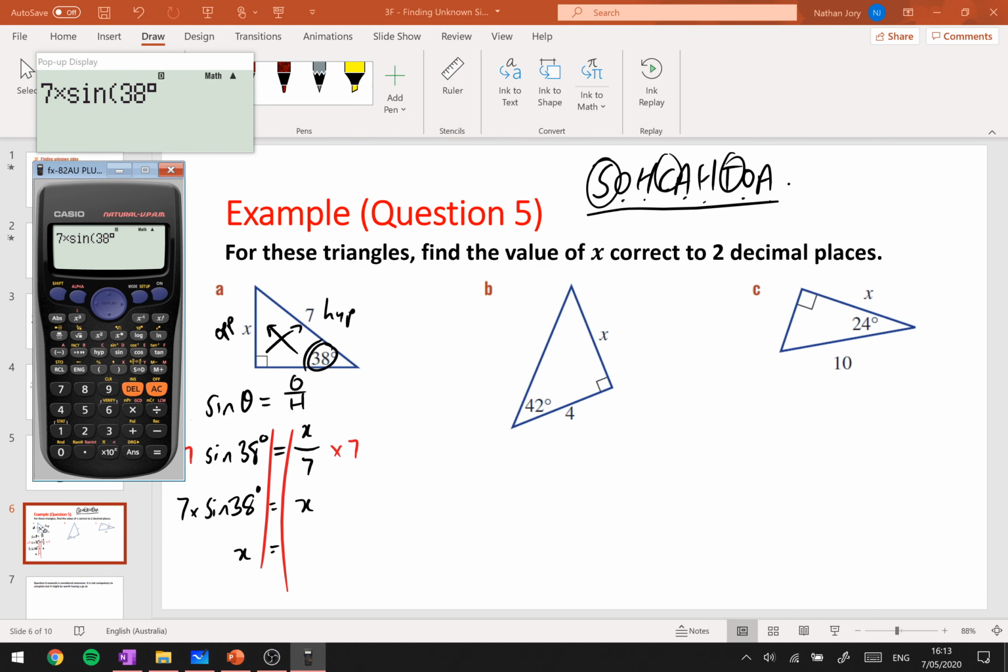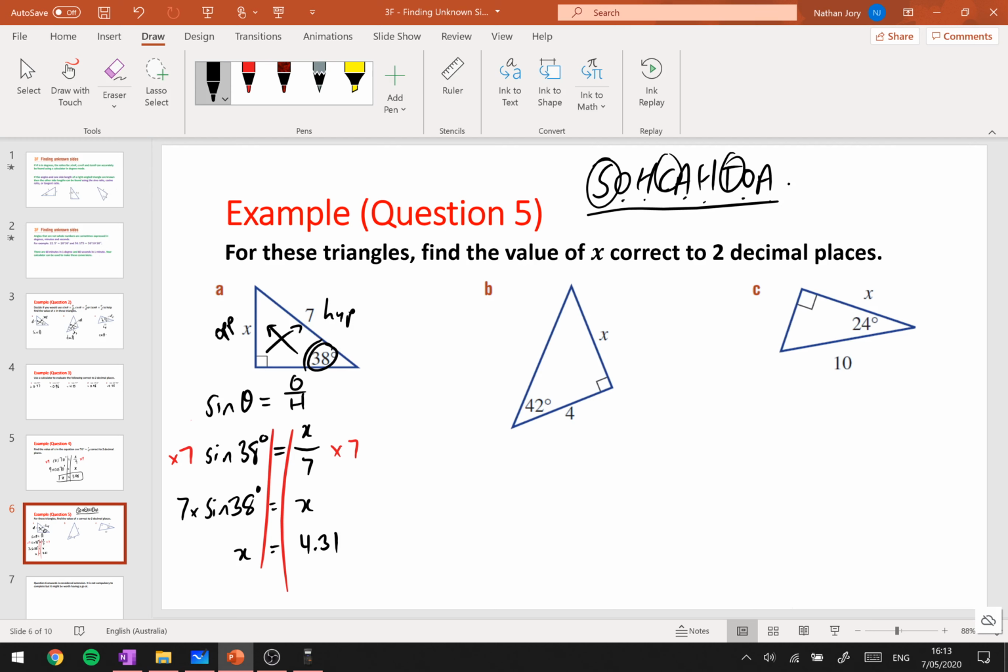Okay, continuing with the other two, here's my angle here. We've got the opposite in this case, and we've got the adjacent. So opposite and adjacent, OA, we're using tan. So tan theta is equal to O on A. Remember, theta is the angle we're using in this case, so that's 42 degrees. The opposite, well, I don't know that yet. That's just x over the adjacent, which is 4.